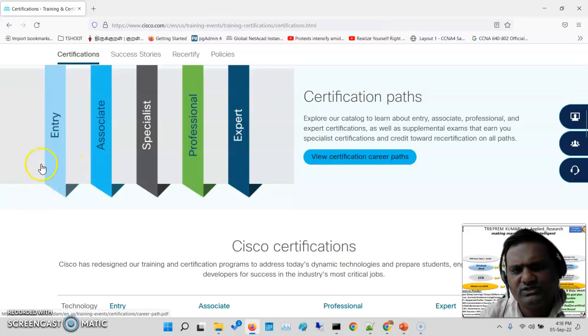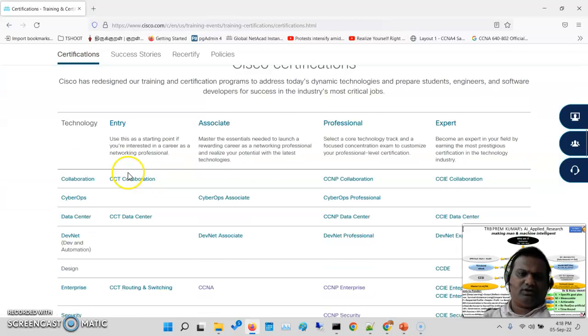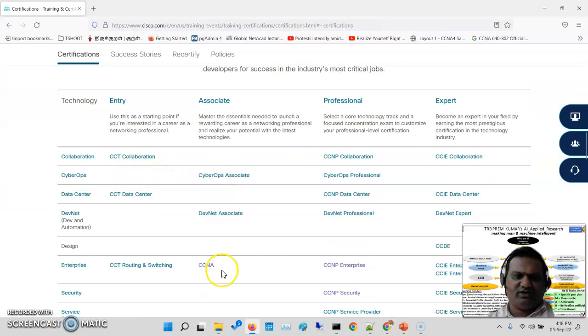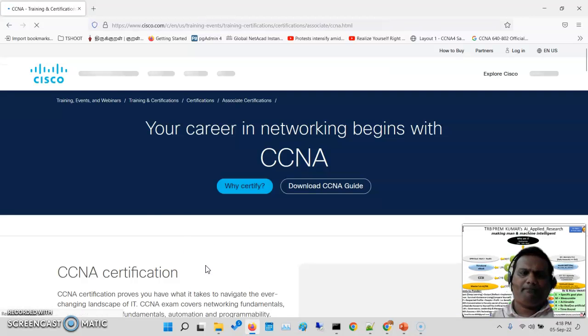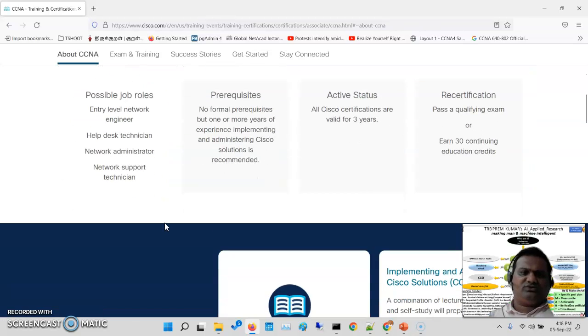In certifications you can see entry level, associate level, specialist level, professional level and expert level. So we will actually be studying the associate level, right? In associate level, if you see, we have CCNA, DevNet Associate, CyberOps Associate. We will be studying CCNA. In this you can see there are no prerequisites. It is valid for 3 years, and all details are available here.